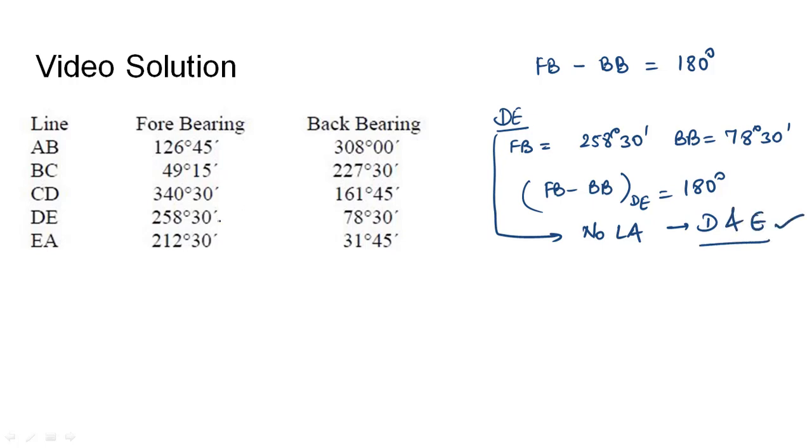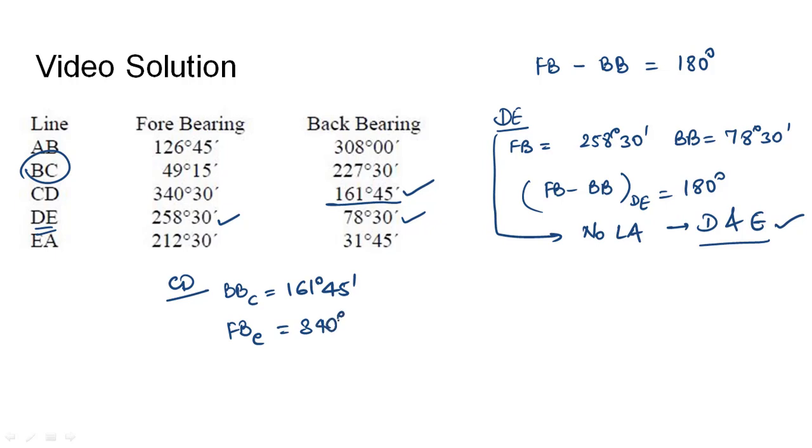So the values at D and E would be correct, but we need to find BC, so we will go up the order. Since D is correct, the back bearing of CD will also be correct. So if we see line CD, the corrected back bearing is 161 degrees 45 minutes. And the forebearing that is given, the erroneous forebearing, is 340 degrees and 30 minutes. So the corrected forebearing would be the corrected back bearing plus 180, which would become 341 degrees and 45 minutes.